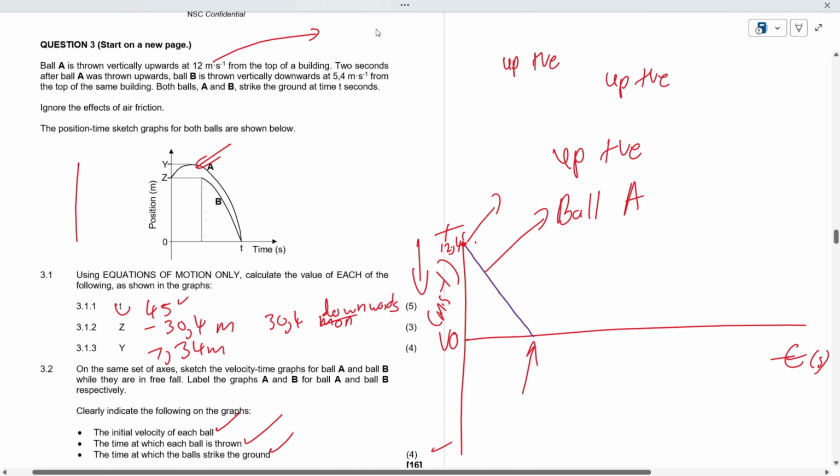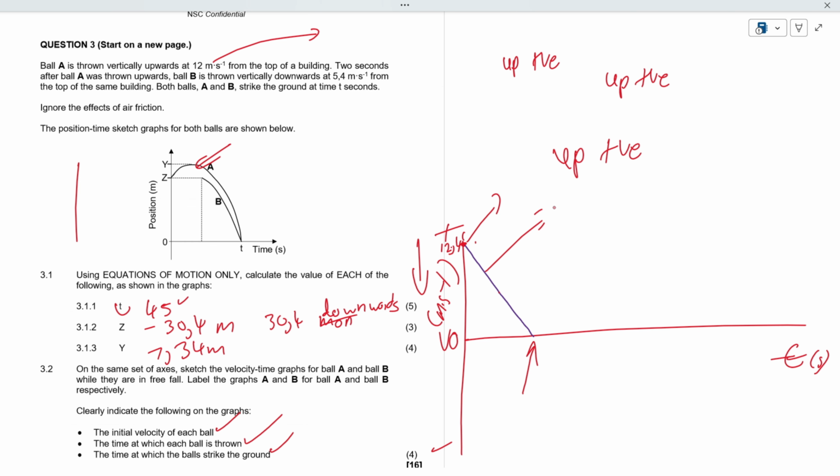Now let's note what I said at the beginning: as long as the ball is going up, it has to be on the top of the graph because up is positive. So now let's continue with the motion. What did the ball do after it reached that? It started moving, going down.